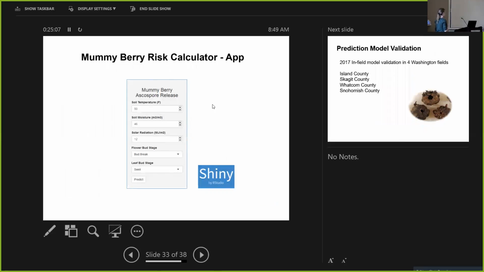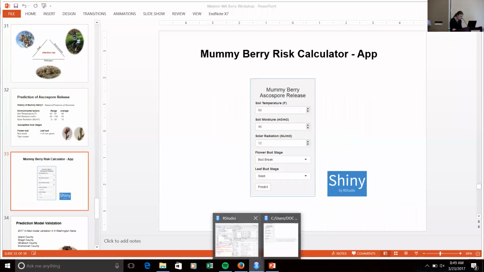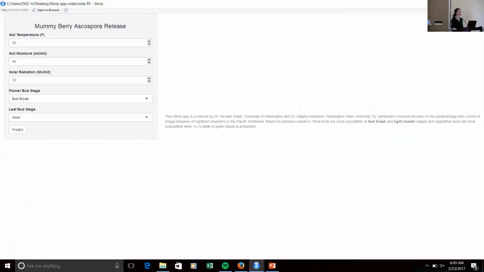Now, to make this a little easier and provide a product that can help us predict this Ascospore release, I worked with Dr. Michael Grant at the University of Washington, and we've been working on an application to do this, and I'm going to try and show you what this looks like. So here, this would be the screen you see either on your phone or your desktop. And then you can insert values for the three weather factors, soil temperature, soil moisture, solar radiation here, and the stage that your flowers or leaf buds are at, and you press predict.